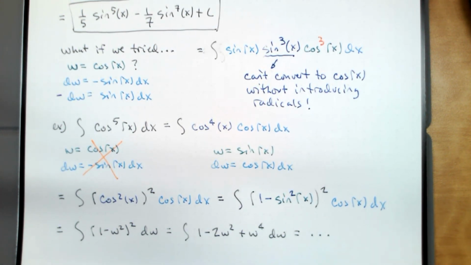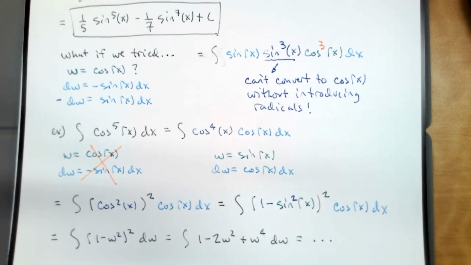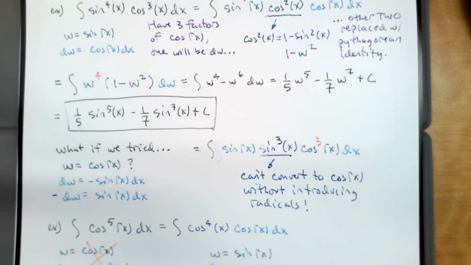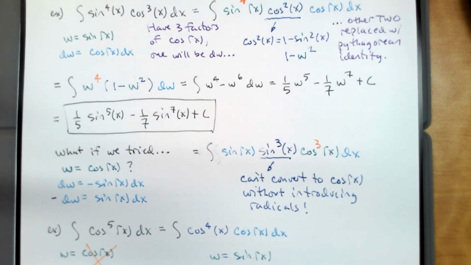So looking at this cosine of the 5th x and the substitution that we made, and the previous problem, sine to the 4th, cosine to the 3rd, where in this problem, cosine to the 5th, we made the substitution sine, so that one factor of cosine could be the dW. And in the previous problem, we made W equal to sine, so that one factor of cosine could be the dW, and we had an even number left over that we can convert to sine.